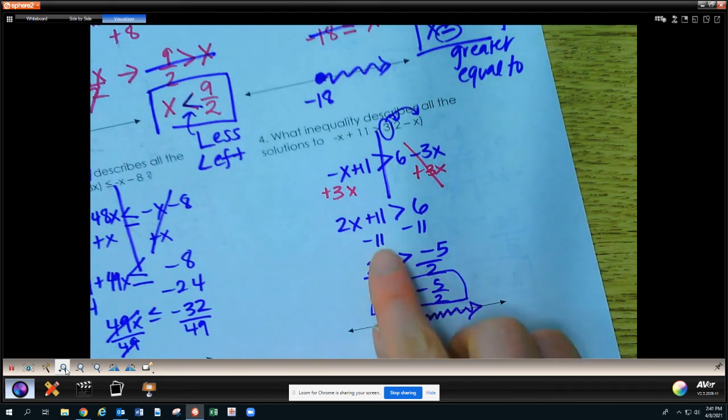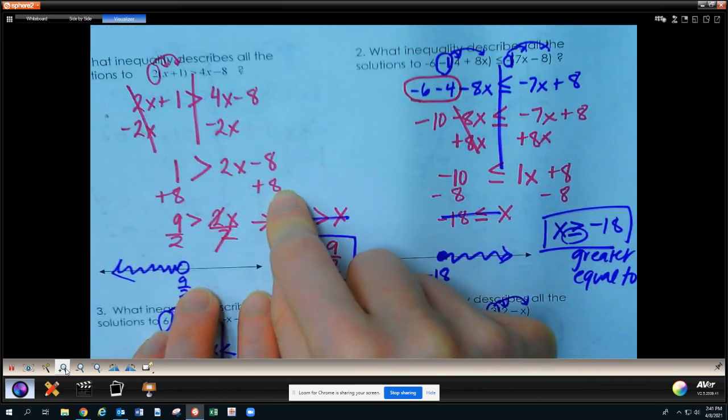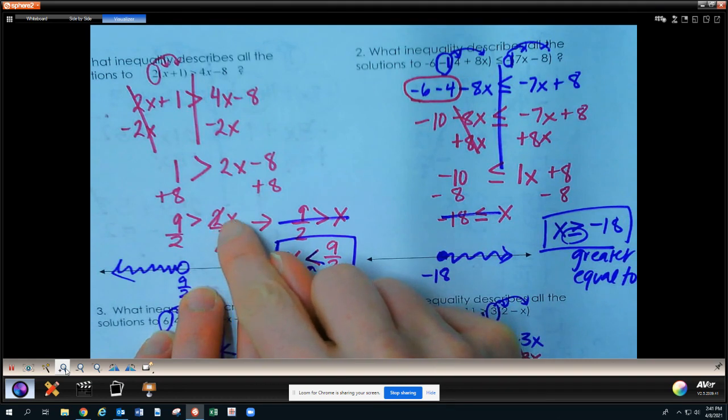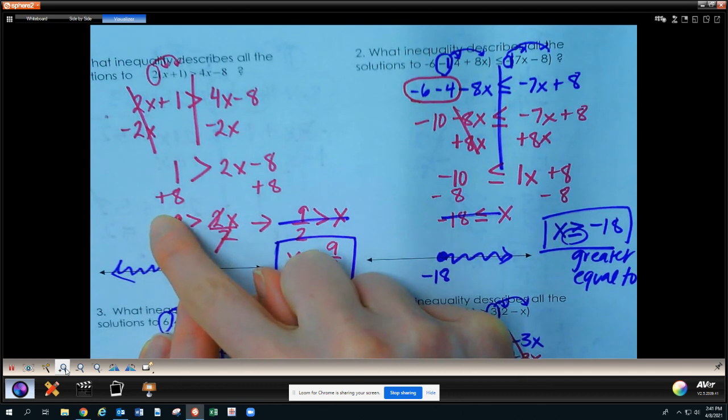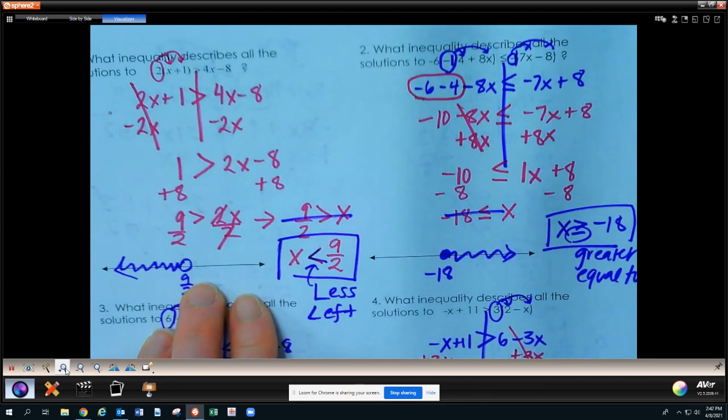The reason why we never had to flip an inequality is because I was very strategic in making sure that I always ended up with x having a positive coefficient. If you had left the x terms over here on the left the entire time, you would have eventually divided by a negative. You wouldn't have had this last step here. You would have flipped it because you were dividing by a negative.